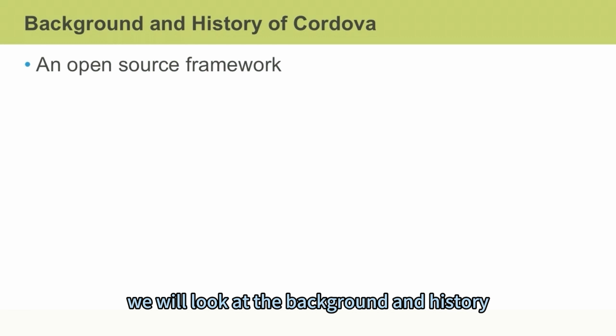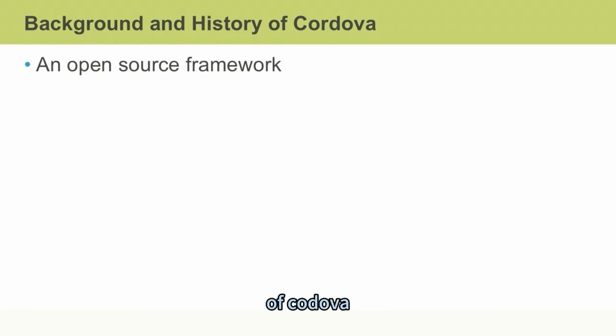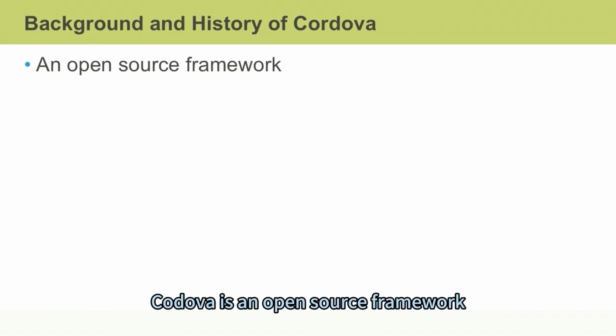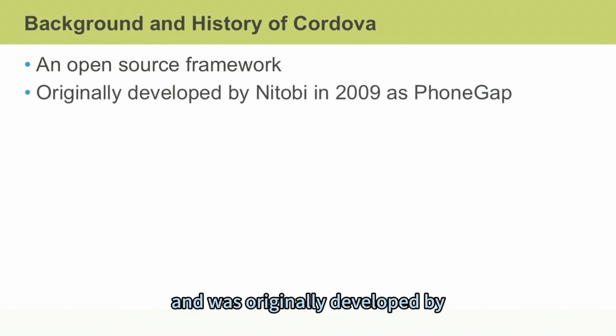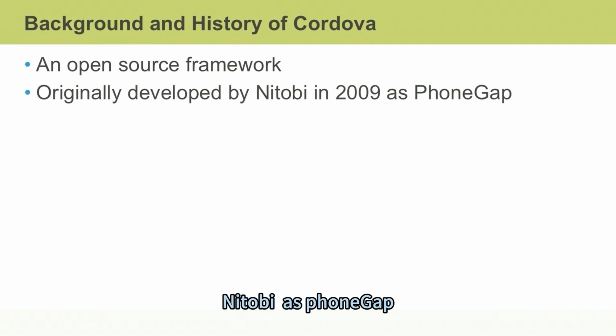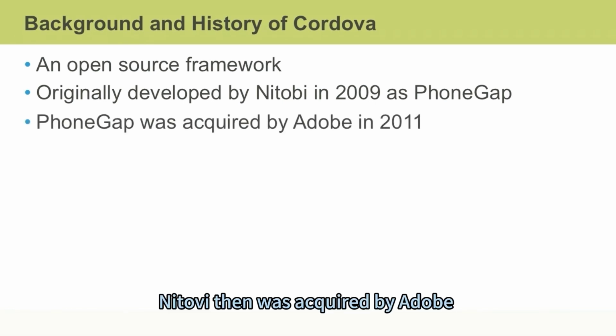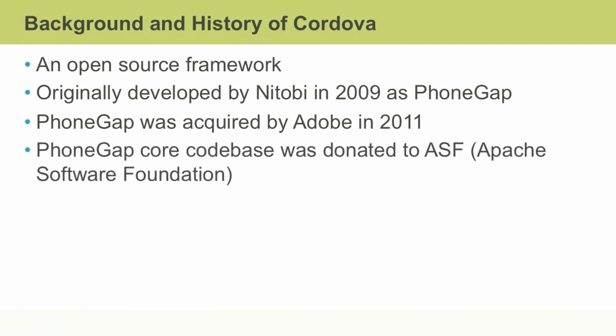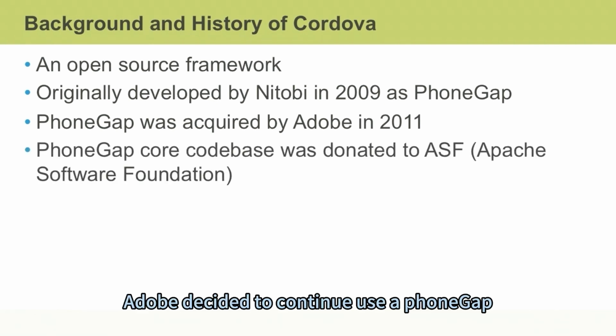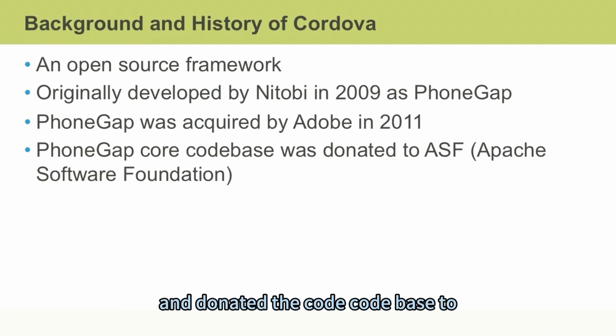We will look at the background and history of Cordova. Cordova is an open source framework and was originally developed by Nitobi as PhoneGap. Nitobi was then acquired by Adobe. Adobe decided to continue using PhoneGap and donated the code base to Apache, a software foundation.